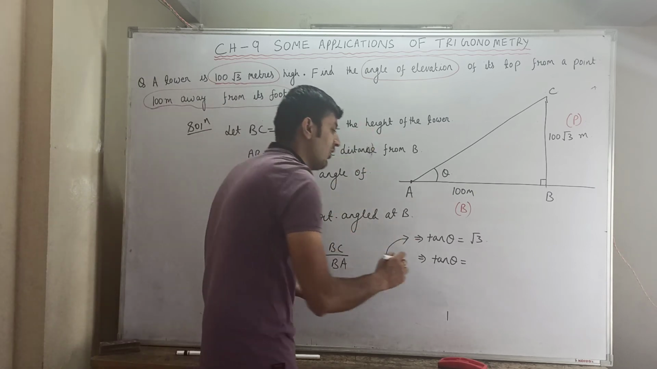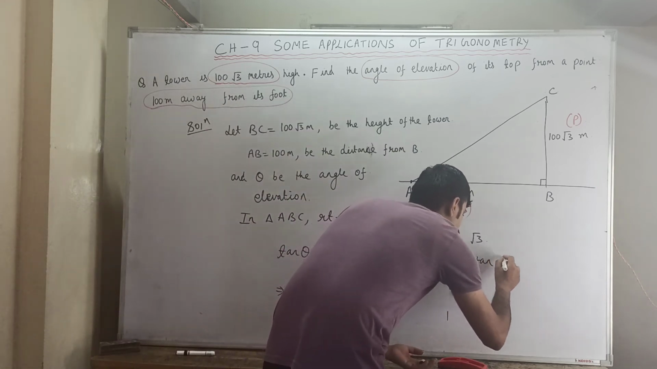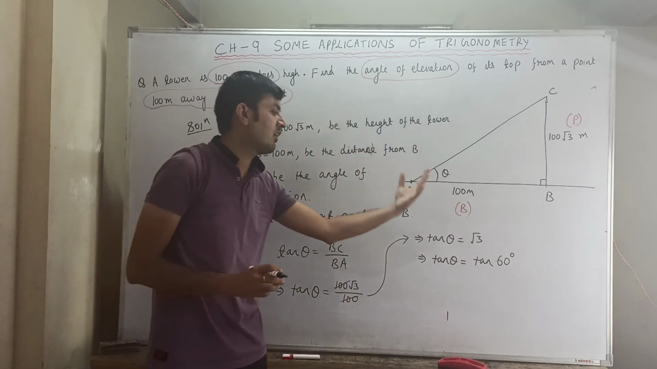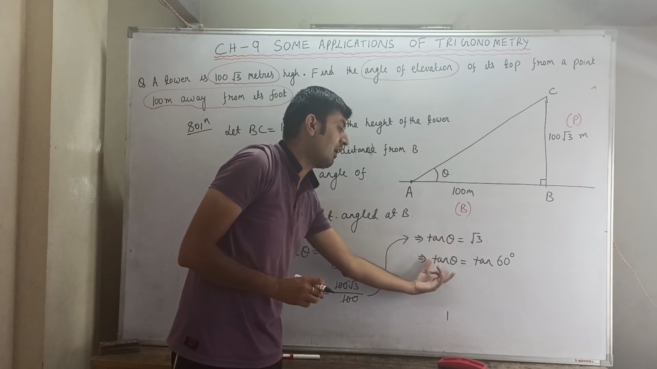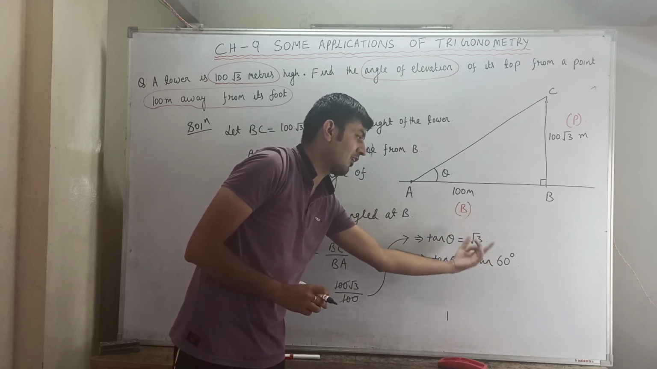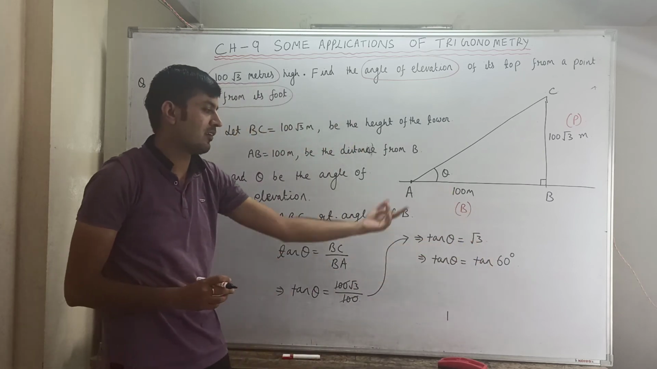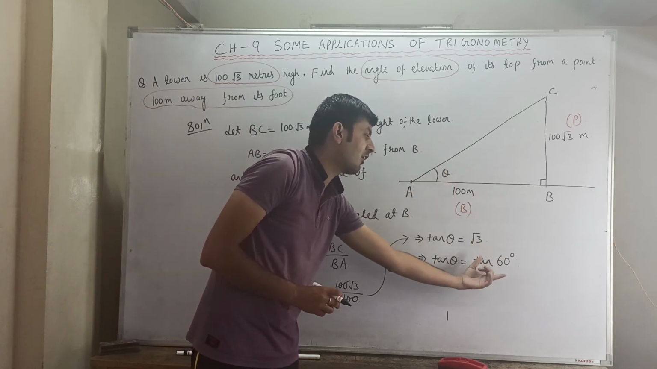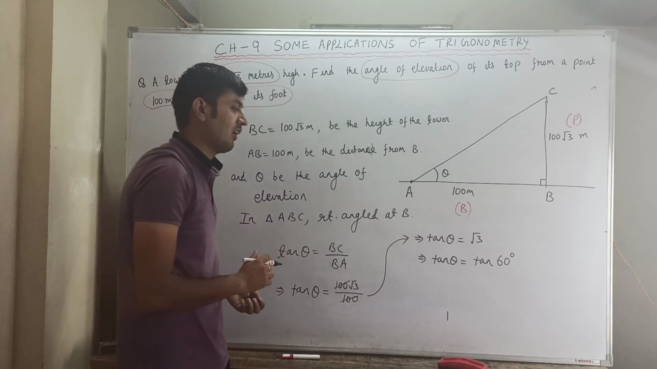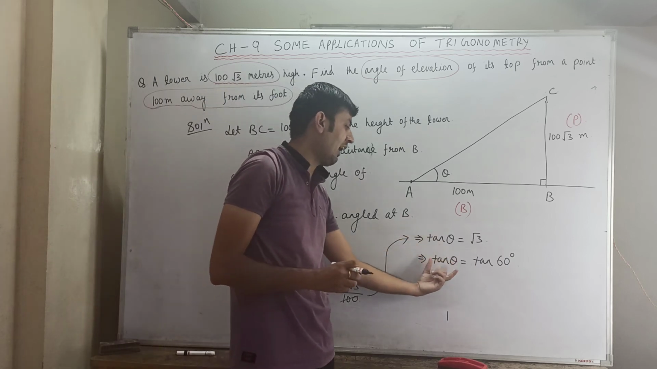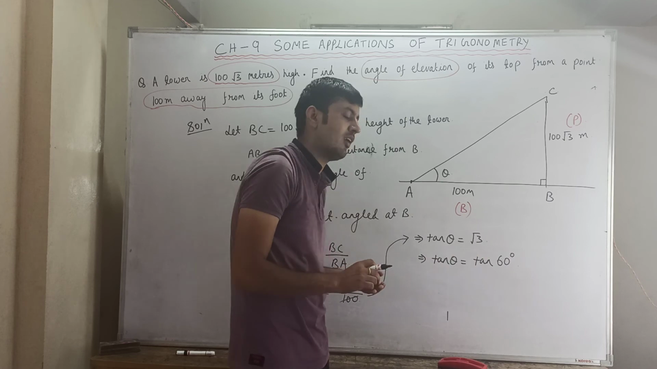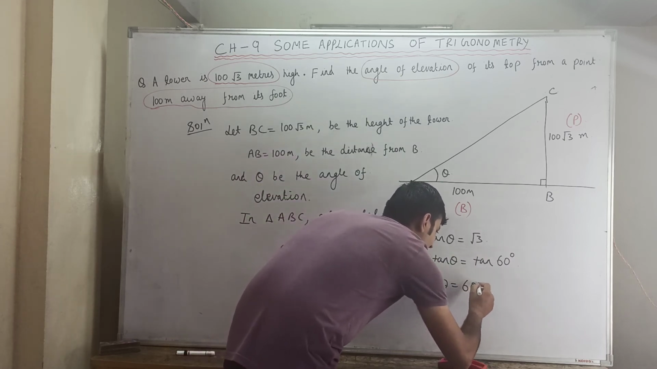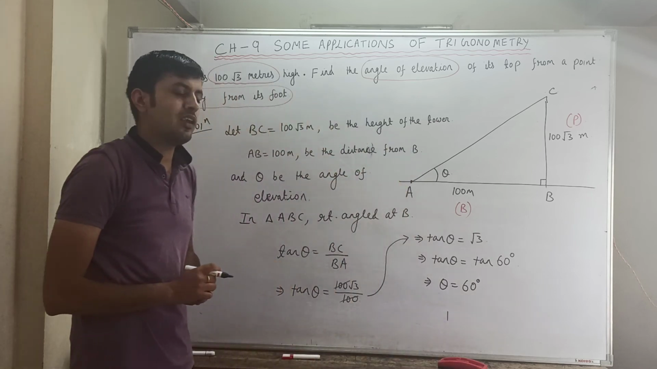So tan of theta must be equal to tan of how much degree? Tan of 60 degree. From your trigonometric table, you already know tan 60 is equal to root over 3. And whenever you have tan of theta is equal to tan of 60 degree, what is the value of theta? Your theta is how much? 60 degree. Okay? Your theta is 60 degree.